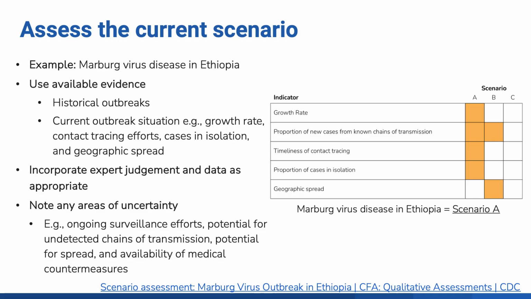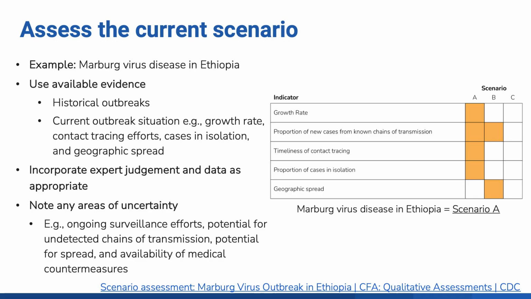The team then used current outbreak evidence provided by response partners, which indicated that the growth rate of the outbreak was slowing, that there was uncertainty about known chains of transmission, that contact tracing efforts were underway and extensive, that reporting was indicating that treatment centers were activated and case isolation was ongoing, and finally that a case outside of the outbreak epicenter had been reported.